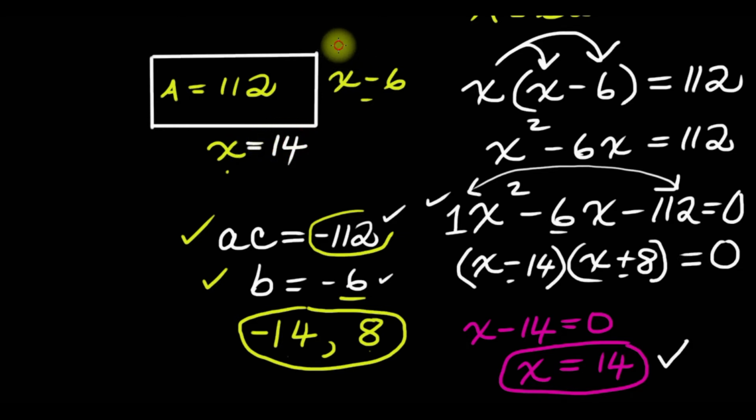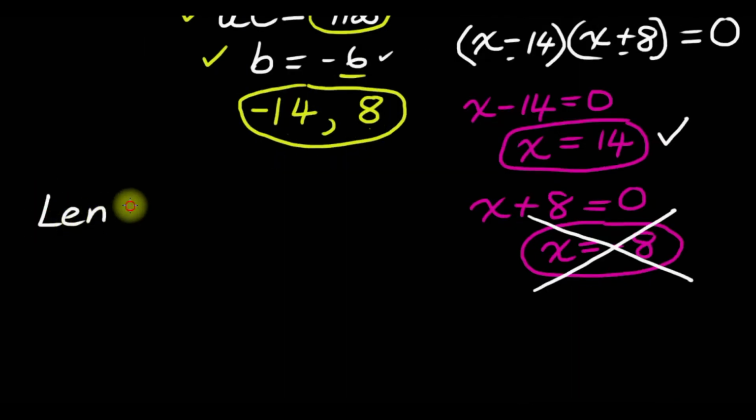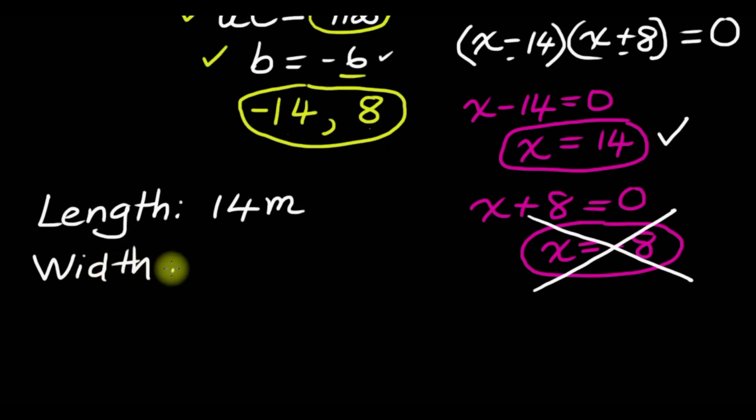And then this one would be 14 take away 6, and that's going to give you 8. Okay, so this one would be 8. So this is a 14 by 8 rectangle. So we go length is 14 meter, and then the width is 8 meter. Okay, so it's a 14 by 8 rectangle.